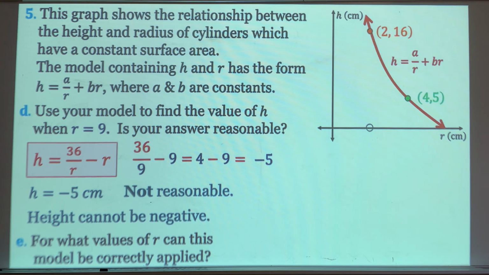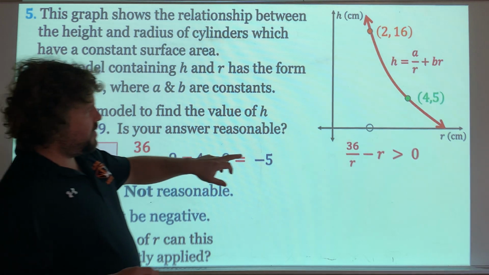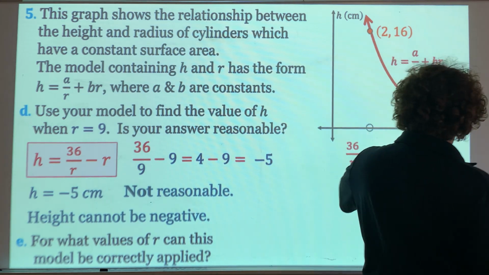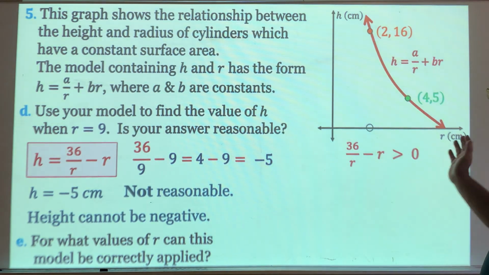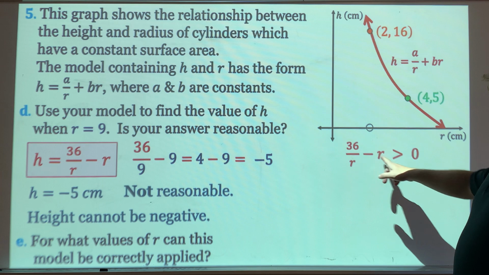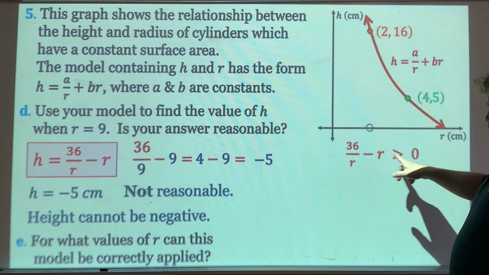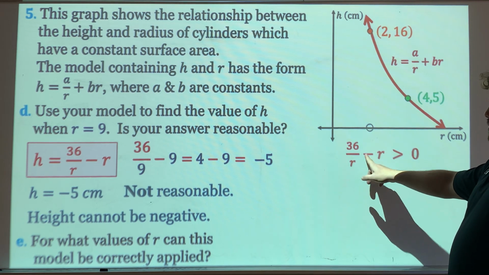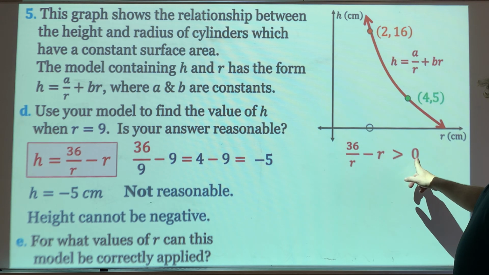E, for what values of r can this model be correctly applied? So, r could be anywhere from 0, right? What's the biggest number this can be? Well, when height equals 0, you can't use it anymore. So the height has to be greater than 0. The height can't be equal to 0, or else you don't have a cylinder. So we just solve this, making it greater than 0. So height is greater than 0, or 36 over r minus r is greater than 0.